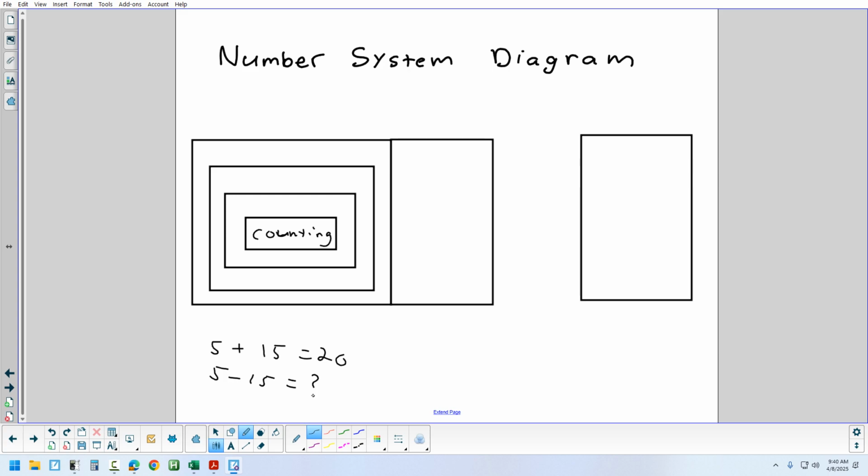No. So the problem is, if you only understand counting numbers, which maybe somebody in kindergarten or first or second grade would, if you put 5 minus 15 down, they might look at that and they wouldn't know what to do. They'd say, you can't take away more than you have. That's not possible. Well, it is possible. You just have to expand the kind of numbers that you know about.